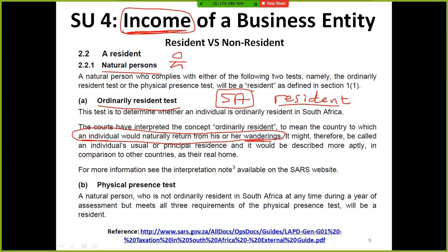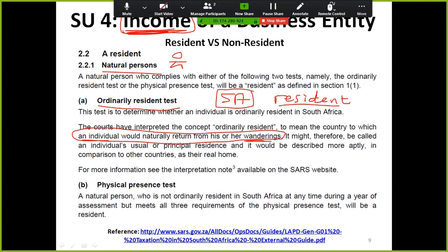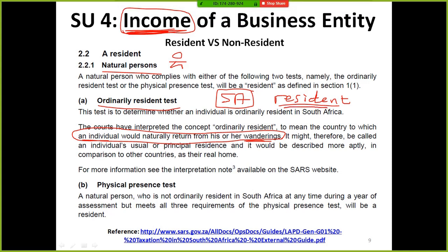Hey, Melanie, what income would a resident be taxed on? Any idea? Think about it. If you went to Germany for a few months, and then you went to the UK, and then you went to the US, and you did work in each of those countries, would that be considered income? Yes. Good.